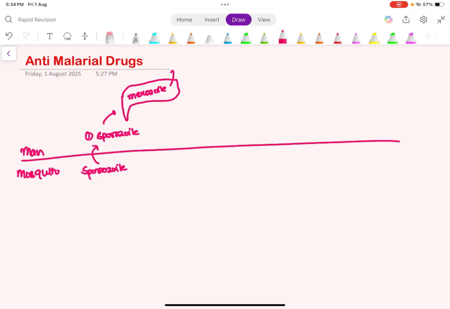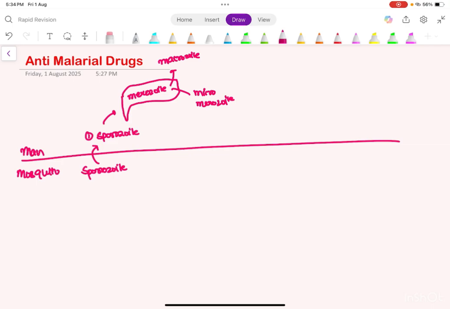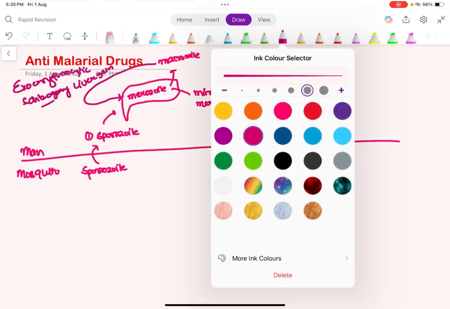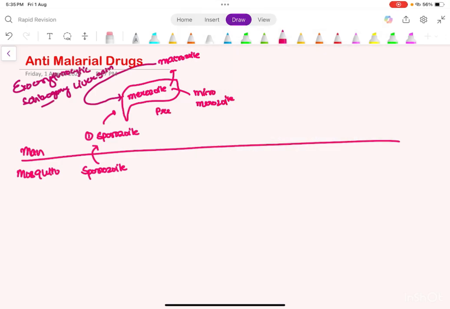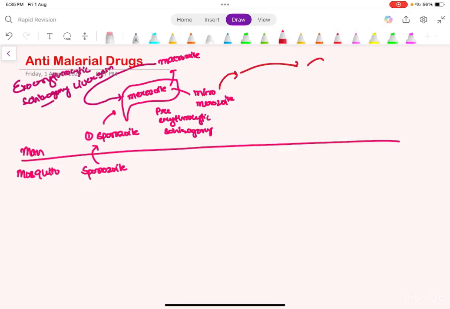Now this merozoite has two forms: one is the macromerozoite and one is the micromerozoite. The merozoite basically goes back to the liver again, and this phase is called exoerythrocytic schizogony, and this phase is known as pre-erythrocytic schizogony. Then this micromerozoite goes into the RBC.